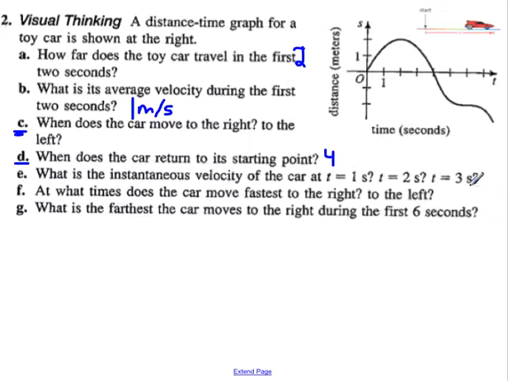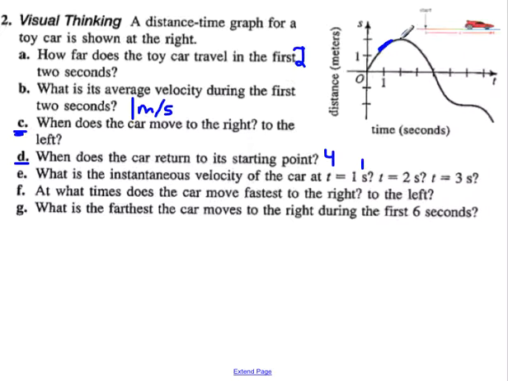What is the instantaneous velocity at time 1, 2, 3? Well, we don't have a function to take the derivative of, but we have our graph, so we're just going to estimate. At time 1, approximately, what's our instantaneous velocity? Well, I don't know. What's that slope look like? It looks about 1 meter per second, right?